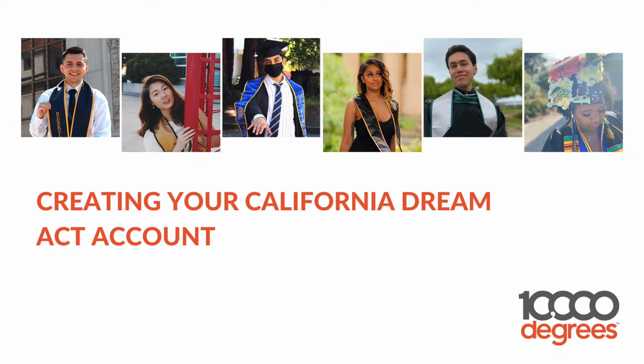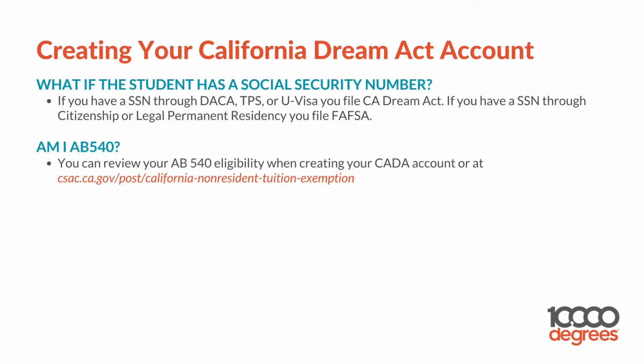This video will be around creating your California Dream Act account. All right. The very first thing to note is that there are two different financial aid applications. This one is specifically for the California Dream Act. So this applies to our students who are either undocumented and do not have a social security number, or if you do happen to have a social security number, that might have been through DACA, TPS, or U visa. If this applies to you, you're in the right application. The California Dream Act will be the one that you will be applying to.